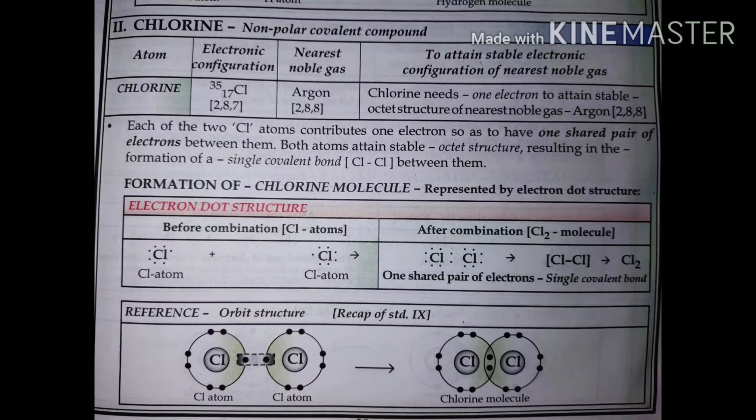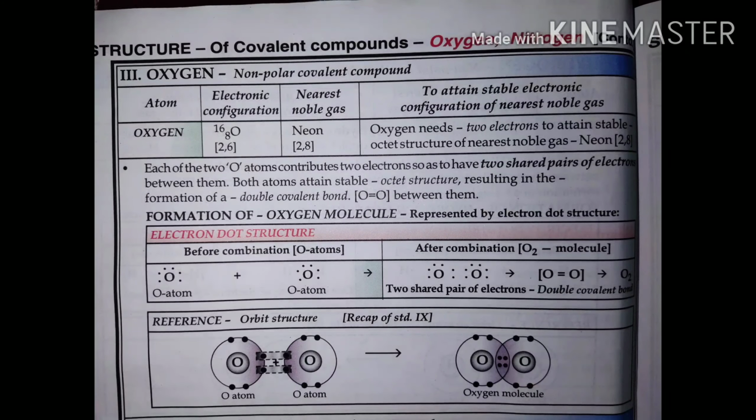Now we will turn to page number 30. On page number 30, they have shown an example of a double covalent bond. A double covalent bond means two shared pairs of electrons, and the example is oxygen. We all know about oxygen. Oxygen has a symbol O, atomic mass number 16 and atomic number 8. Therefore its electronic configuration is 2,6. To attain stability, it tries to attain electronic configuration like neon, which is 2,8.